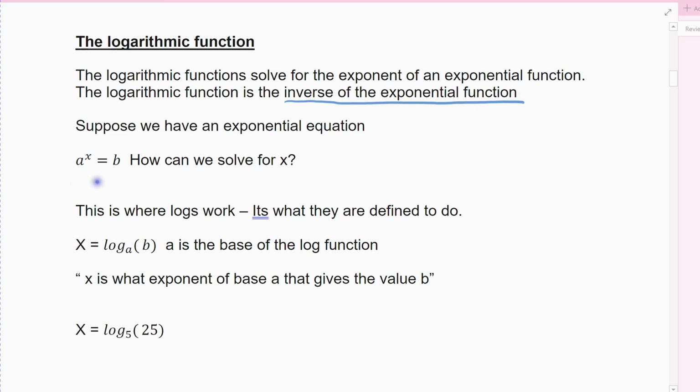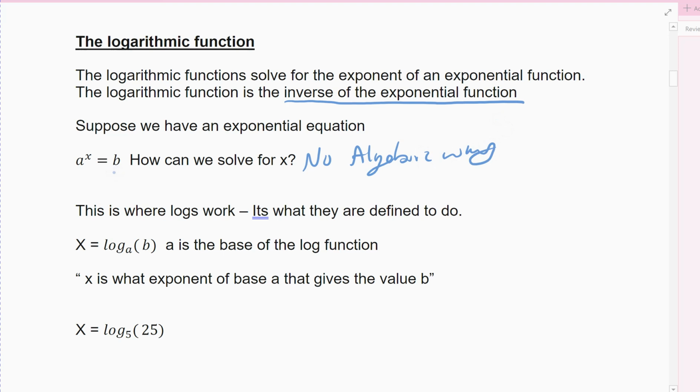All right, so I've got this exponential function, a to the x equals b. Well, how do I solve for x? Well, there is no algebraic way. We cannot solve for the x. We know the x exists, because x exists for all numbers from negative infinity to positive infinity. But there's no algebraic way to do it.